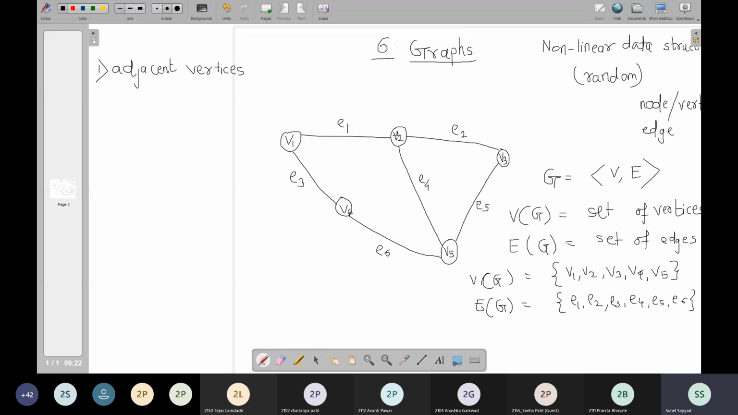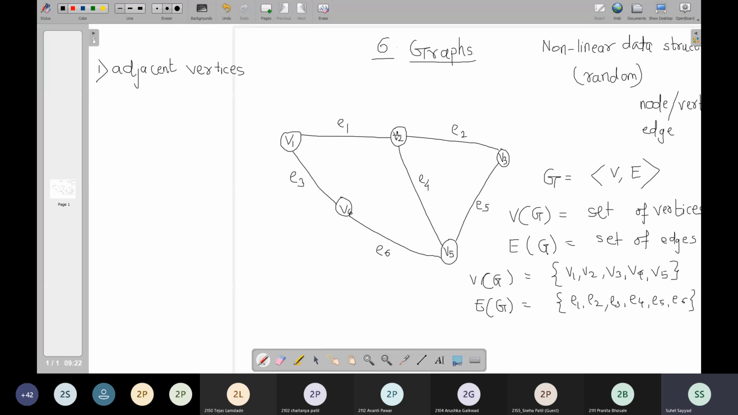Two vertices are said to be adjacent to each other if there is an edge associated between these two vertices.